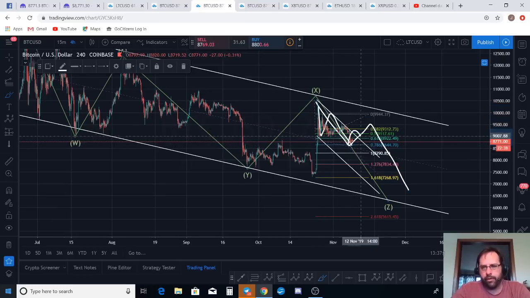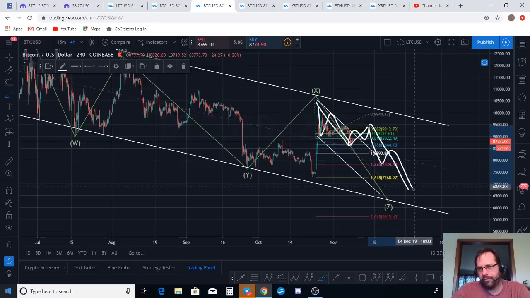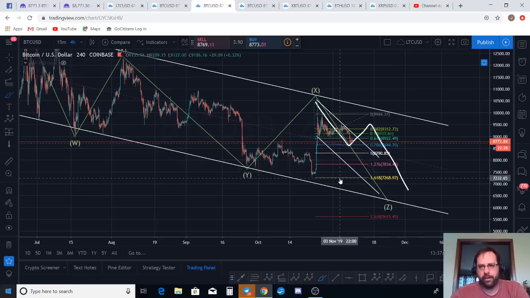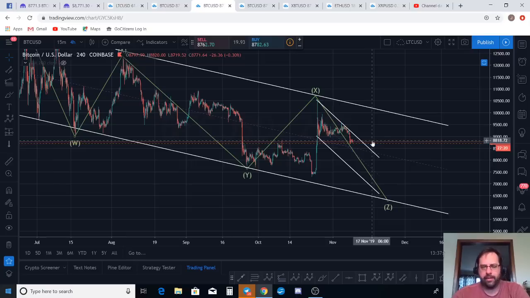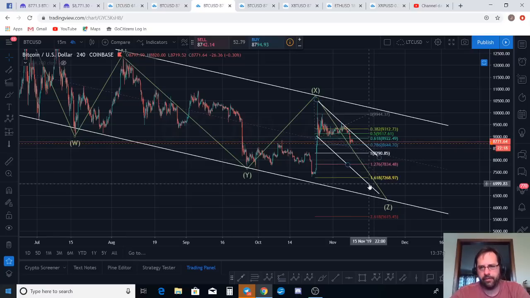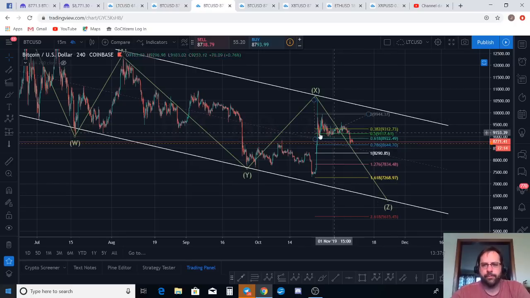So we're looking for a 3-wave pullback to the upside, and then we would expect a 3-wave to the downside, hopefully targeting somewhere around the $6,100 mark is what I'm thinking for now. So that's what I'm looking at. I'm looking for a break of this channel here, most likely. In fact, that channel's not super valid here. Let me get that off of there. I had it there, just looking at it earlier.